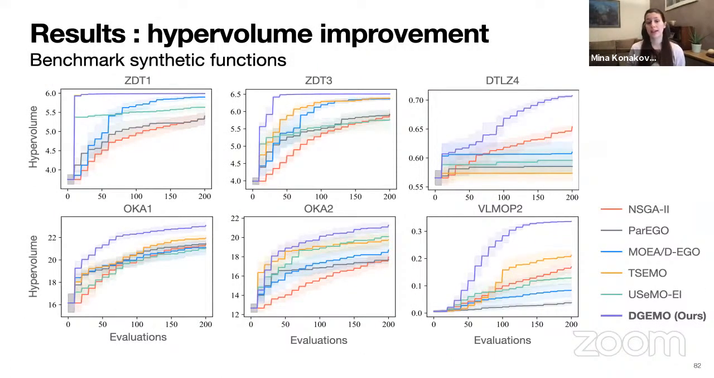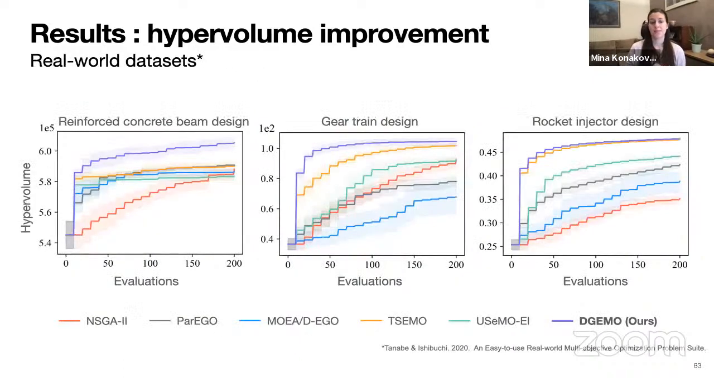And we performed extensive evaluations on synthetic test functions and monitored the hypervolume improvement. And our algorithm, shown in purple, consistently outperforms all other relevant methods. And because we worked with fabrication, we also ran tests on real-world data sets. And again, our method achieves better results.